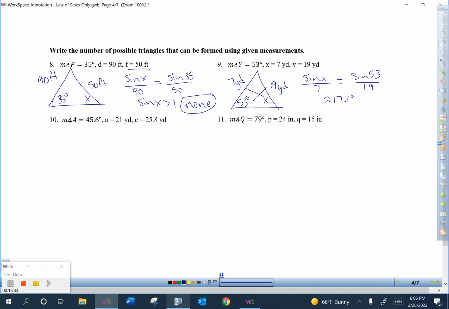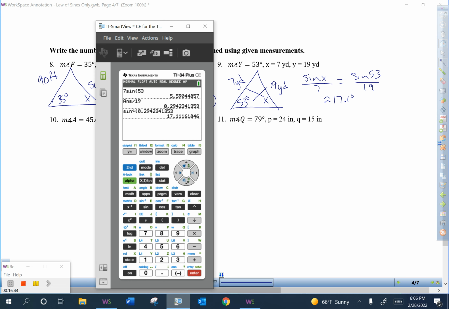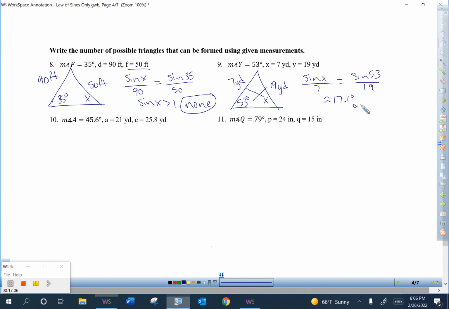Okay, from there, we're going to find the supplement of that. And the supplement of that comes from literally just 180 minus the number. And we've got about 162.9. And we want to just check that with the original. So I'm going to put it in this place here, 162.9, and just check it out.